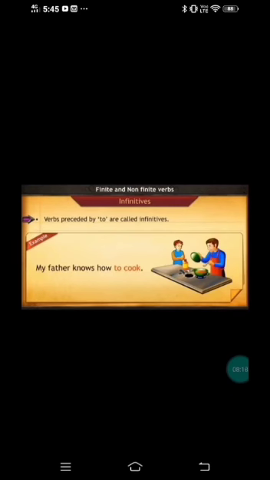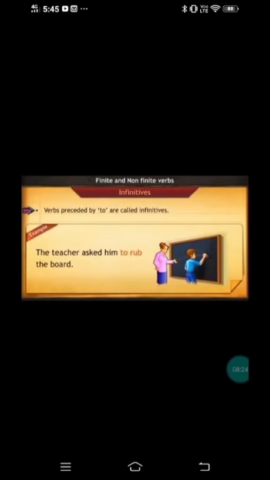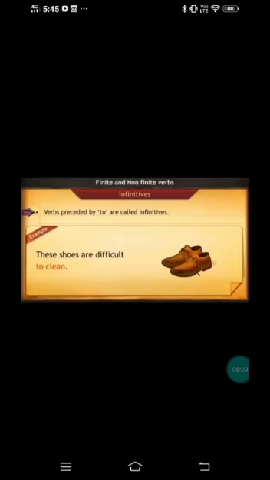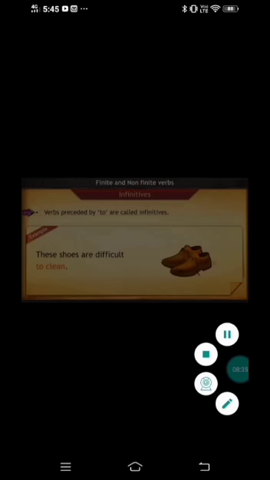One more example. My father knows how to cook. So here, to plus verb, to cook. The teacher asked him to rub the board. To plus verb, to rub. These shoes are difficult to clean. To clean. To plus verb.